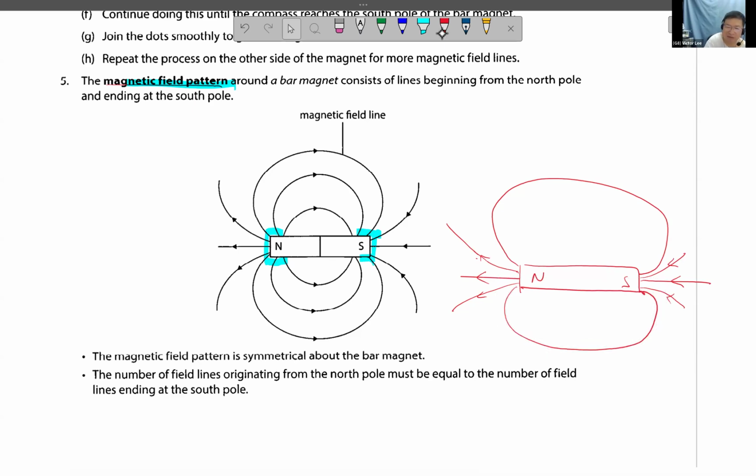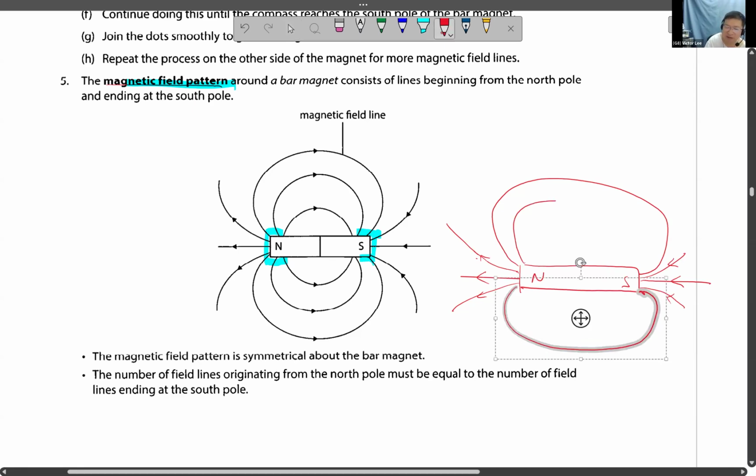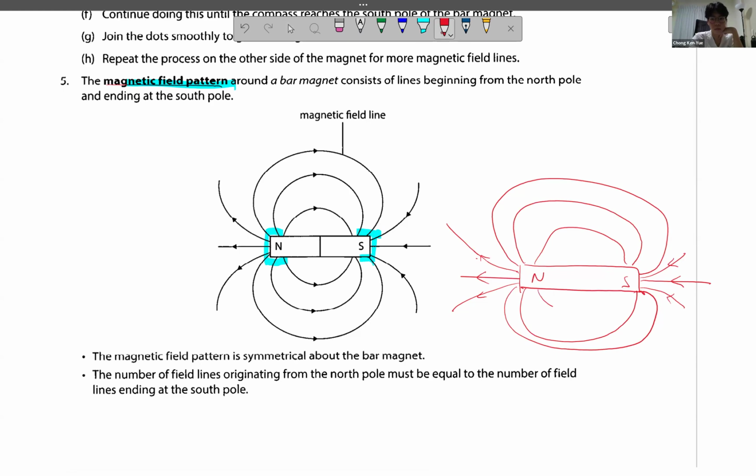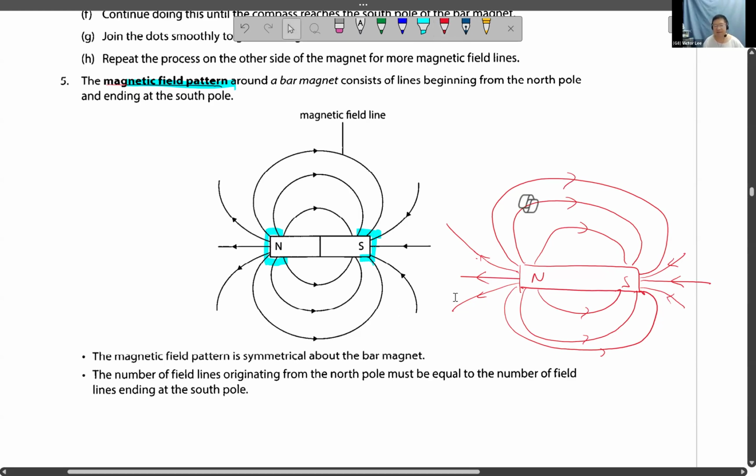Okay, look at this. I'm going to have a few lines from here go to here. See the point? My drawing is not good, definitely not good. But it's like that. So the magnetic field comes out from the north and enters at the south. And these are the magnetic field lines of the bar magnet.